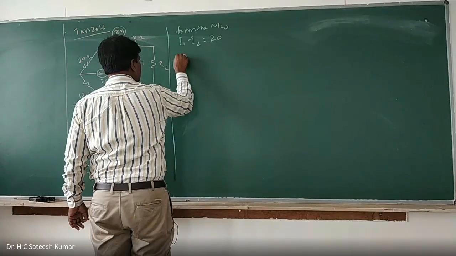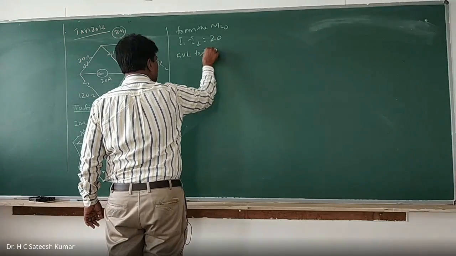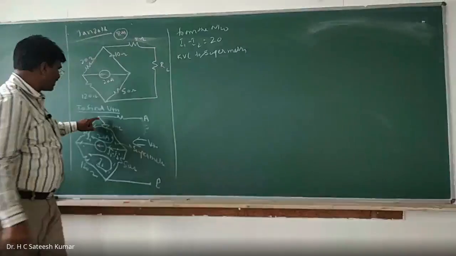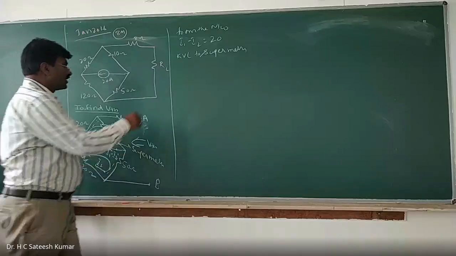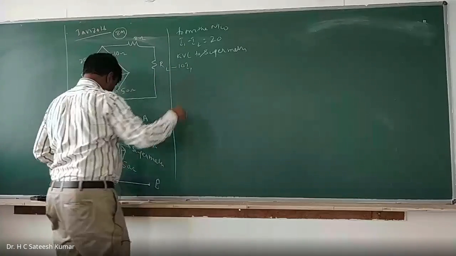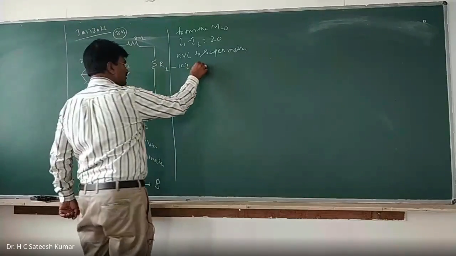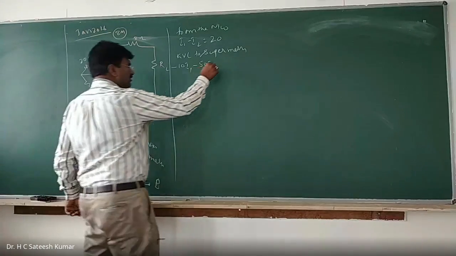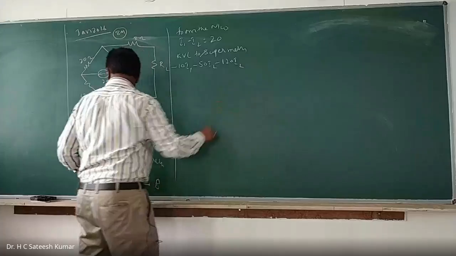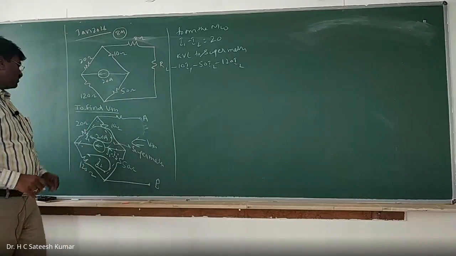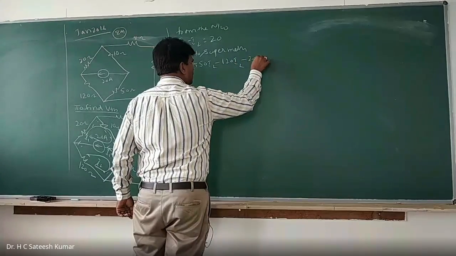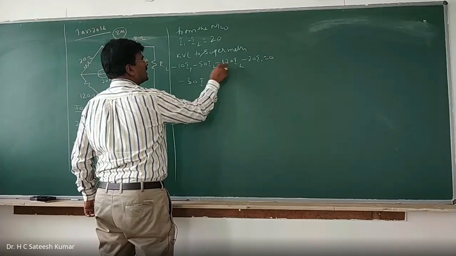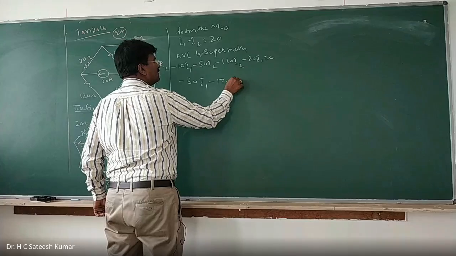Okay, right. KVL to super mesh. Start from this point. Minus 10 I1, minus 50 I2, and next is minus 120 I2, and next is minus 20 I1, is equal to 0. Minus 30 I1 minus 170 I2 is equal to 0.